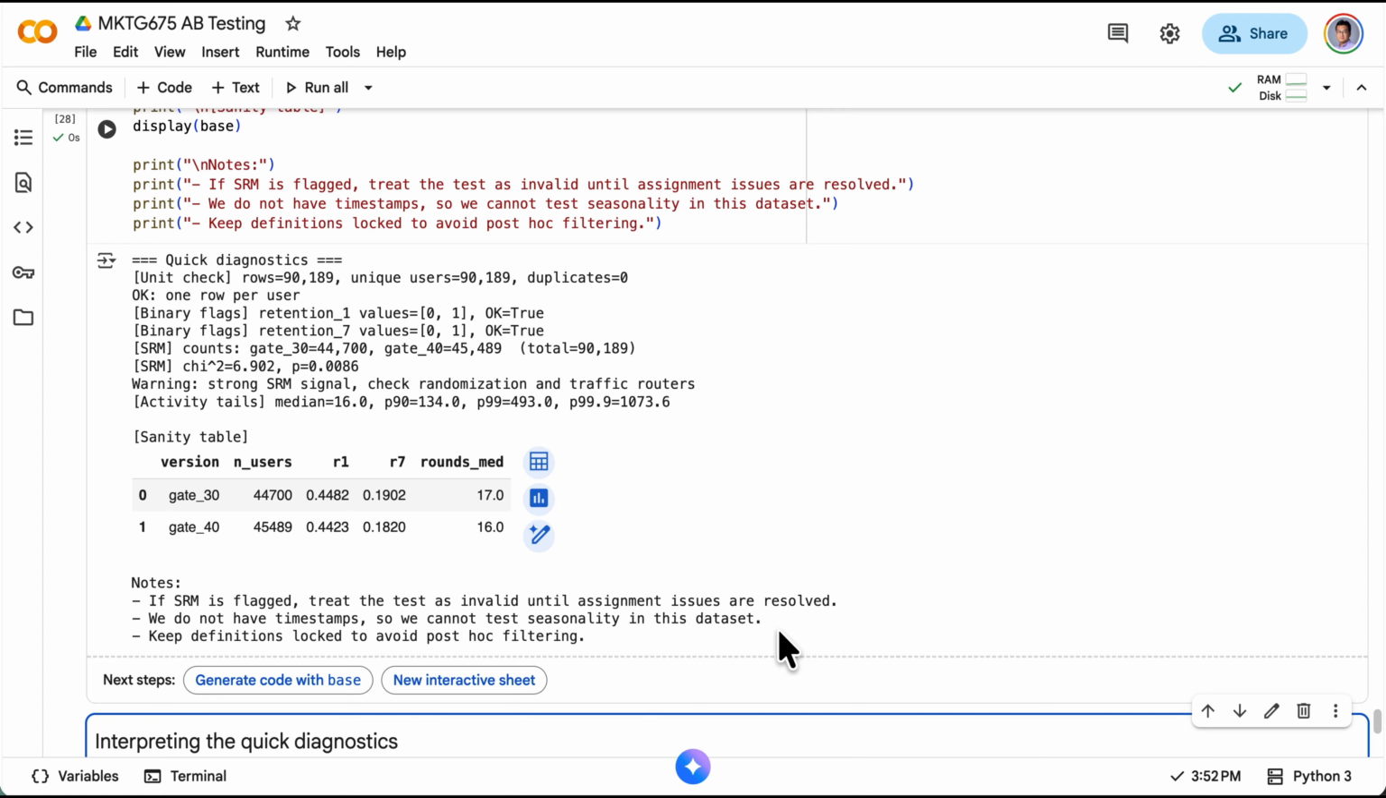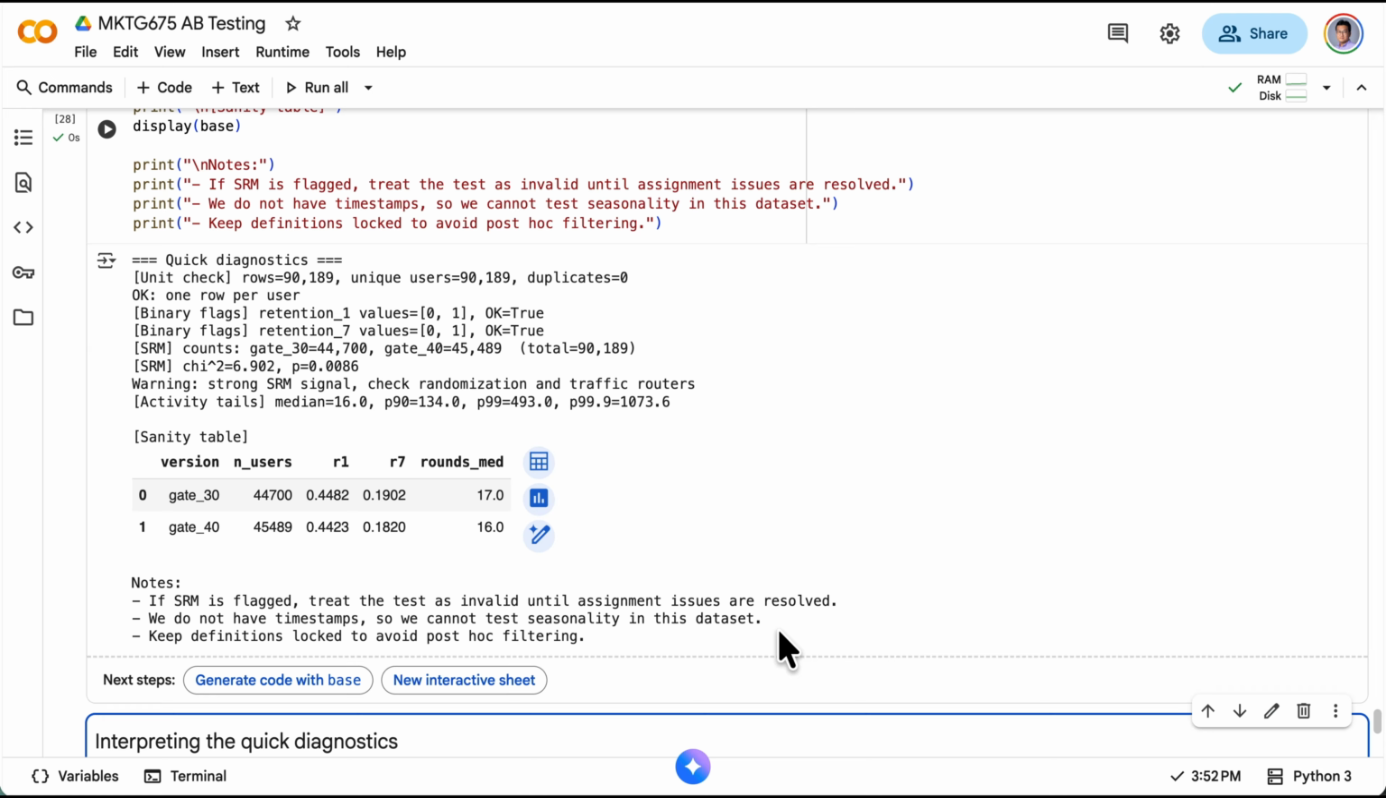Fourth, we look at the activity tails again. Median game rounds are 16, P90 is 134, P99 is 493, and P99.9 is about 1074. The long tail is something to be aware of for deeper analyses, but it is less critical for our binary retention test. Finally, the sanity table shows group-level retention and median game rounds side by side for each version. The numbers are consistent with everything we saw earlier, which reassures us that the analysis is internally consistent.